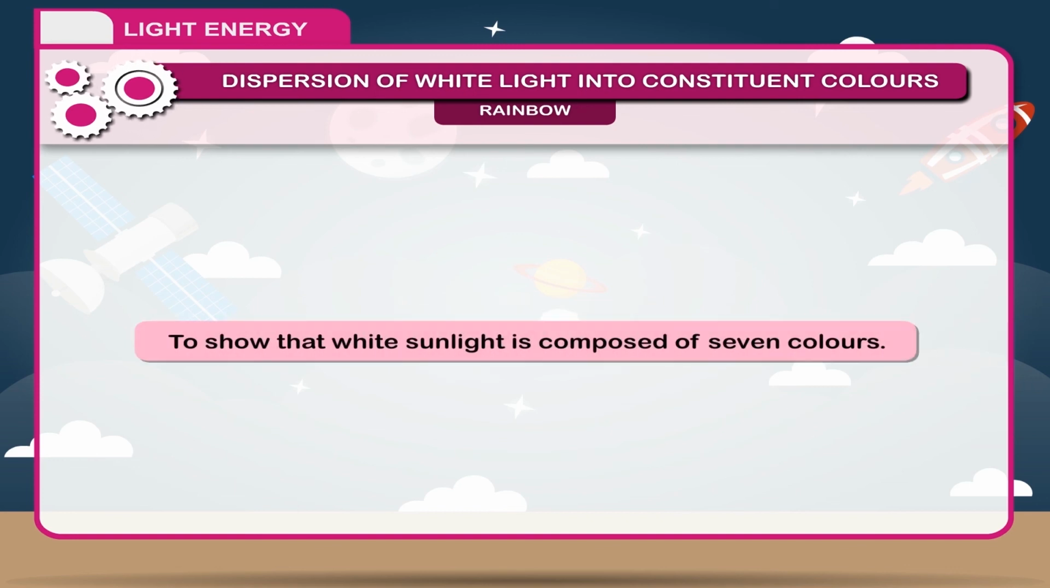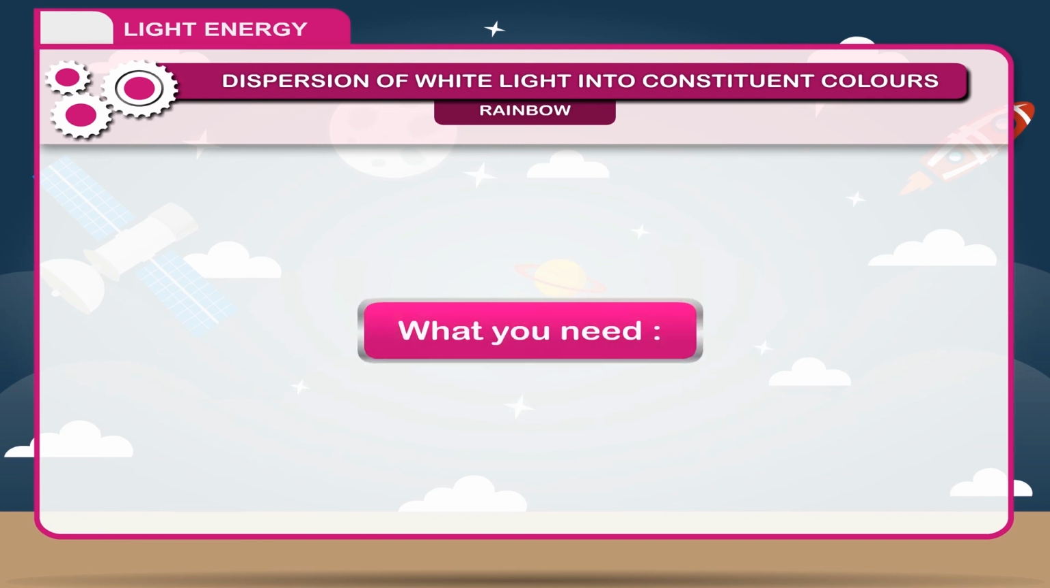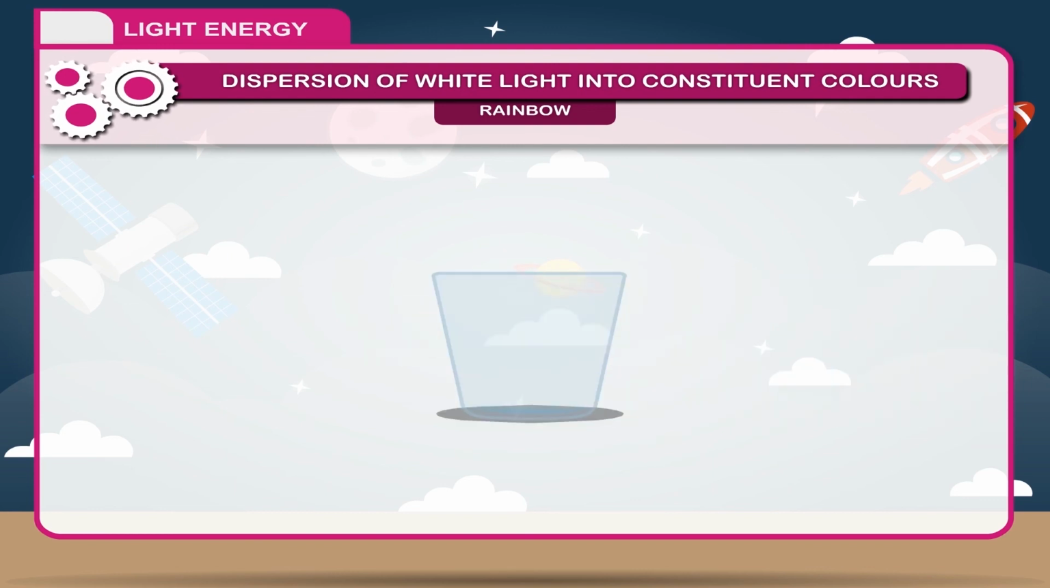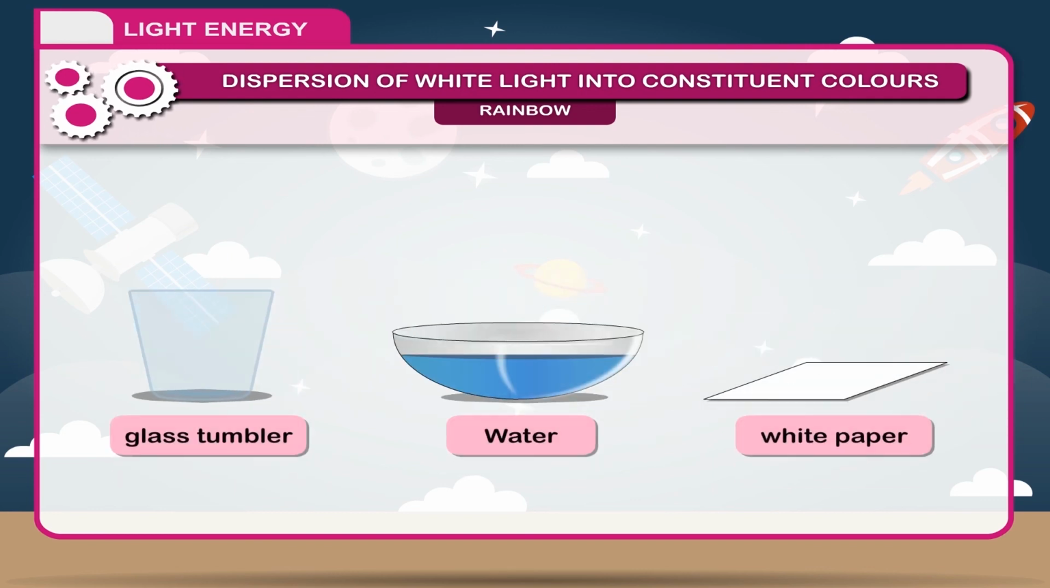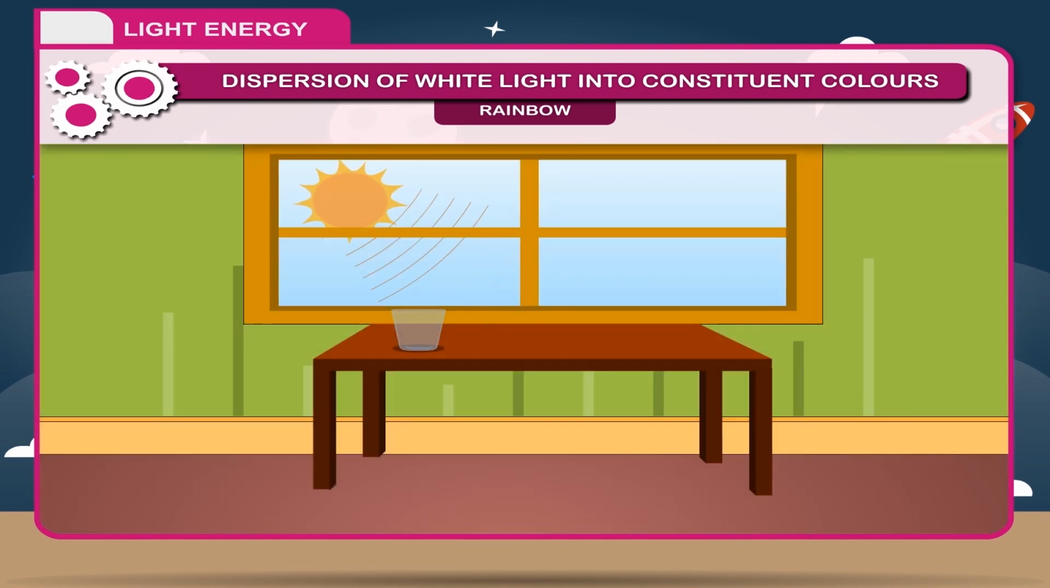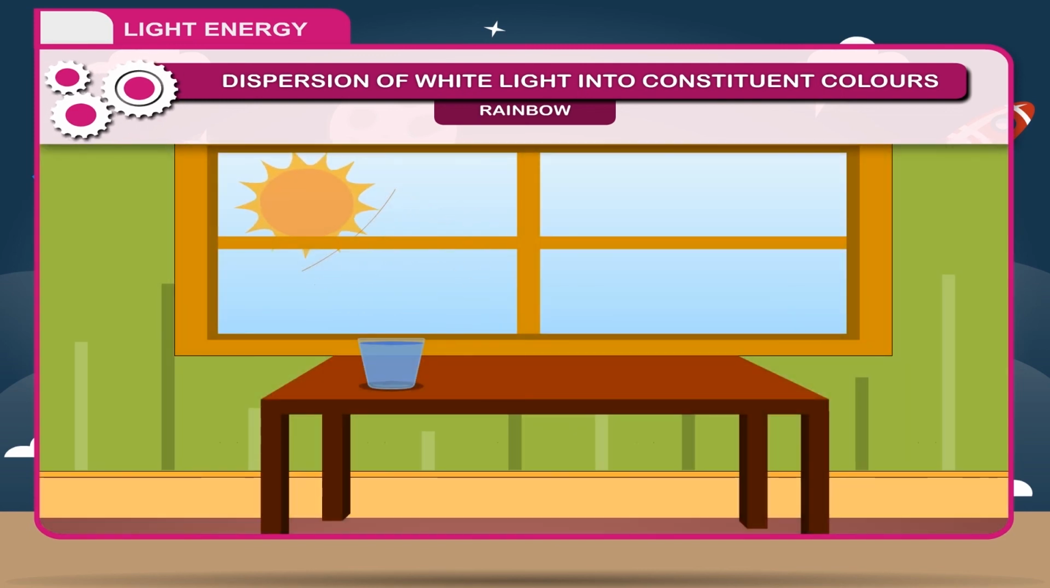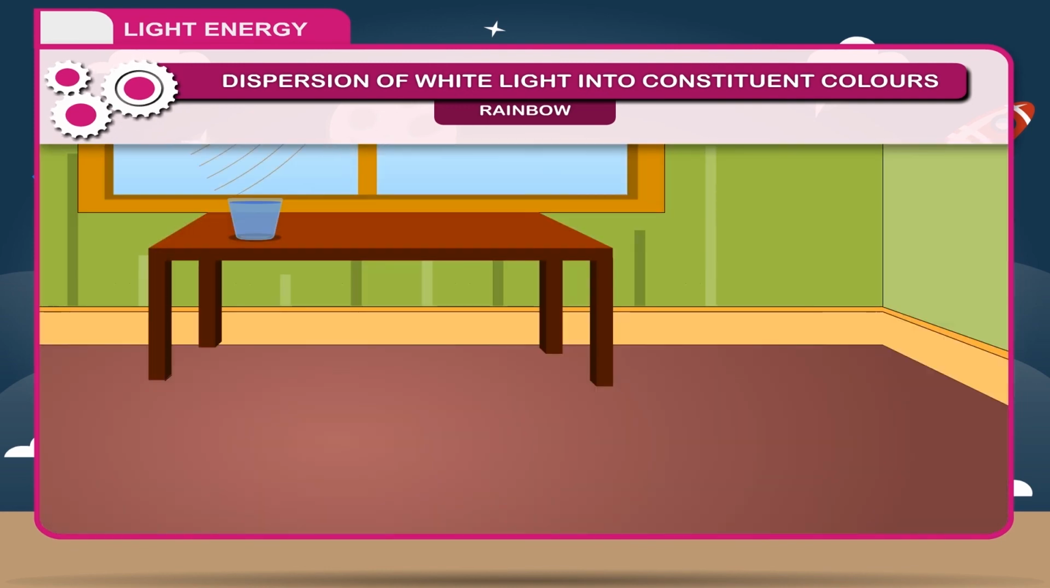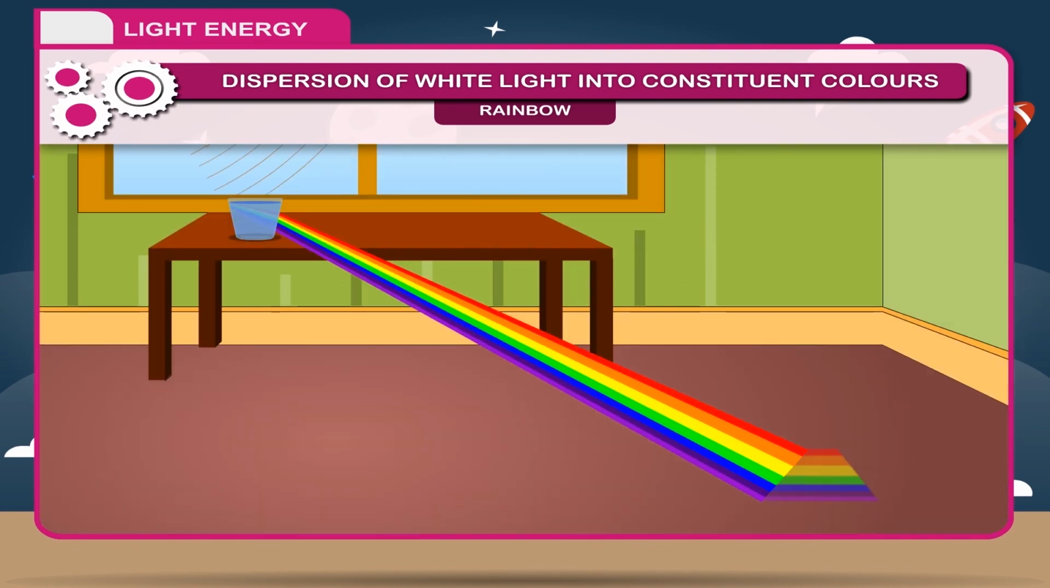Activity: to show that white sunlight is composed of 7 colors. What you need: a glass tumbler, water, white paper. Procedure: 1. Place a glass tumbler on a window in direct sunlight. 2. Fill the glass to the brim with water. 3. Find the rainbow that forms on the floor. Place a sheet of white paper where the rainbow falls. Identify the colors in your rainbow.